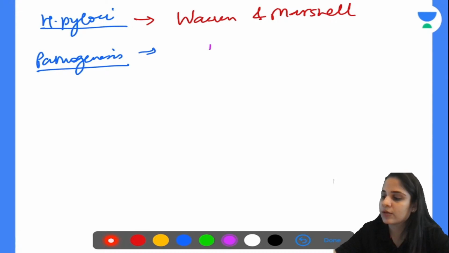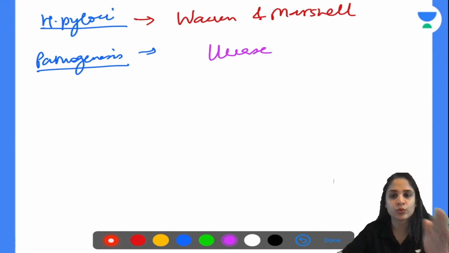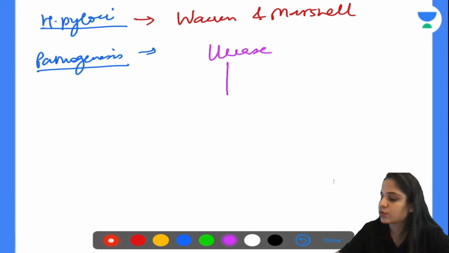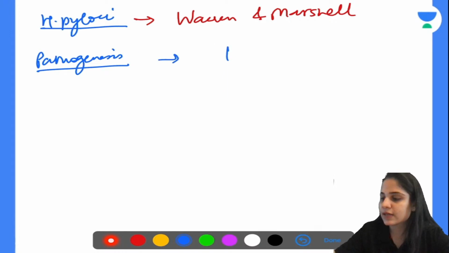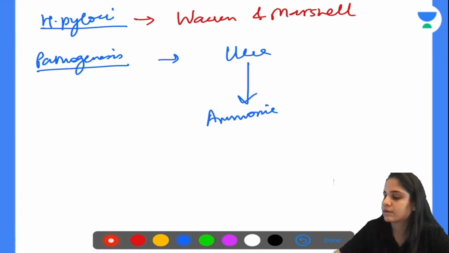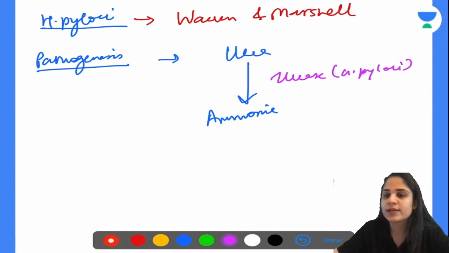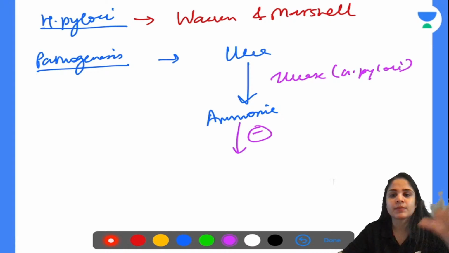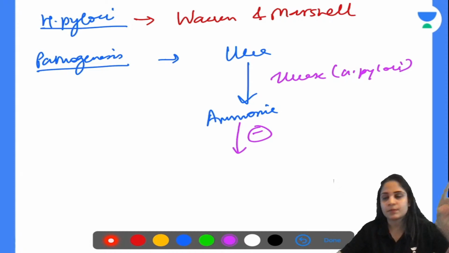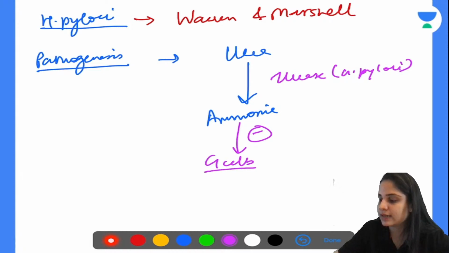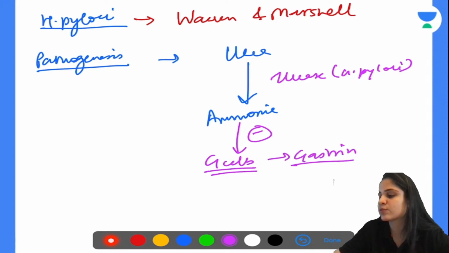H. pylori produces an enzyme called urease. Now what does this urease do? This urease will convert urea to ammonia, and this is coming from H. pylori, correct? Now what does this ammonia do? Ammonia gives a negative feedback mechanism to the G cells, and it tells the G cells to produce more and more gastrin. So the G cells produce more gastrin.